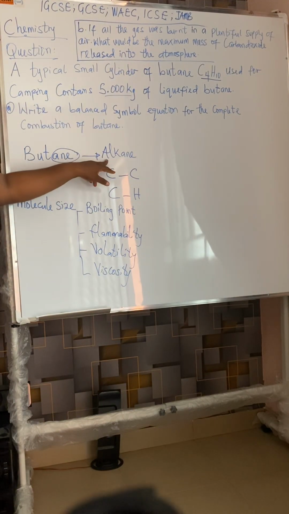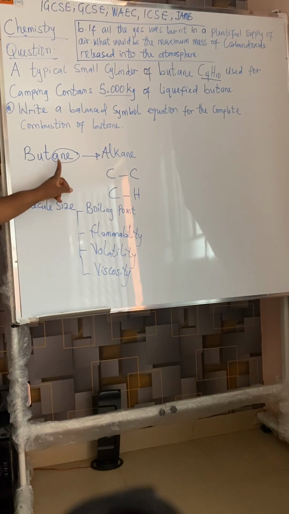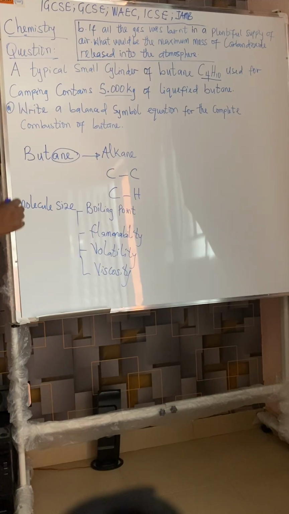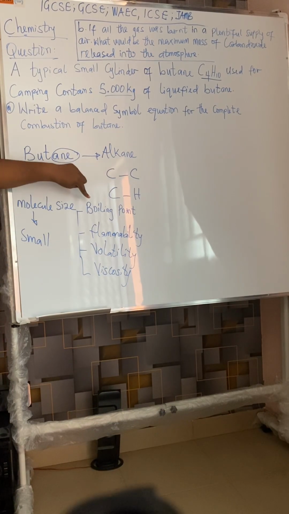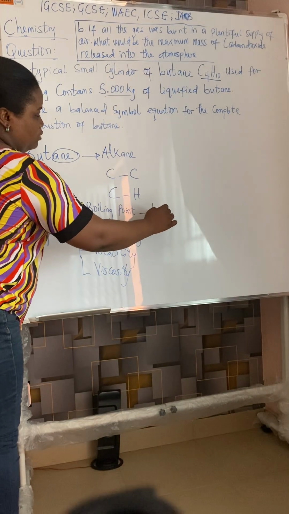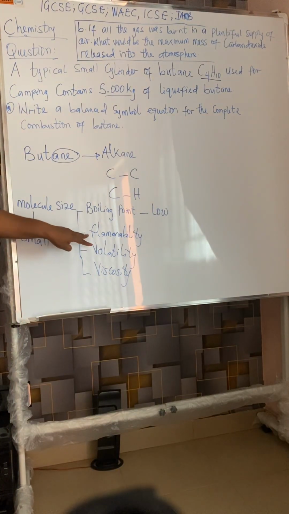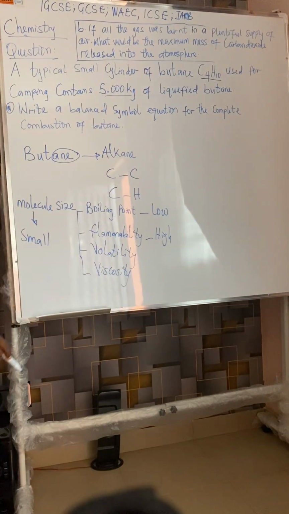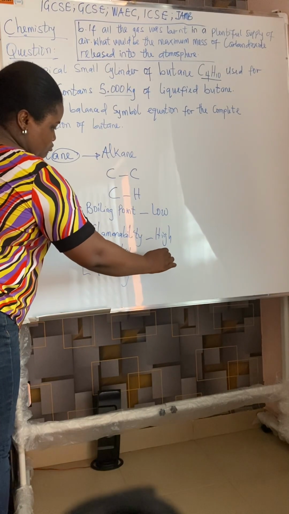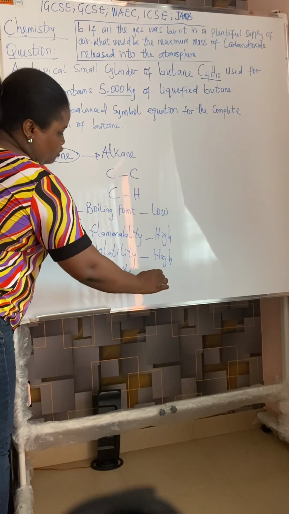You see alkanes. I'm talking about alkanes because of butane. For the alkanes, the molecule size is small. So because of this small molecule size, the boiling point will be low. Flammability high. Volatility high. Viscosity low.